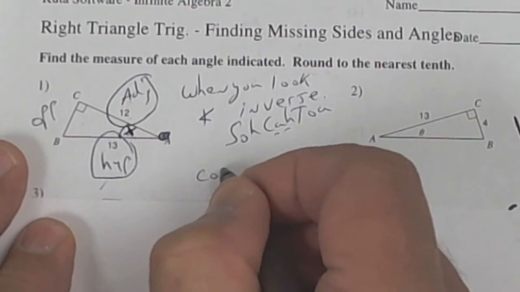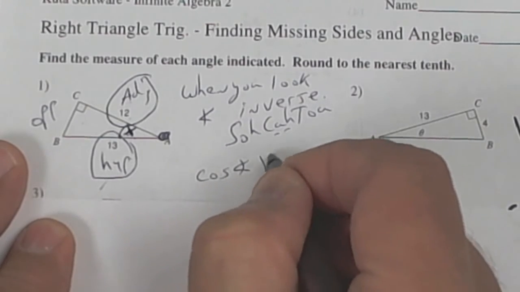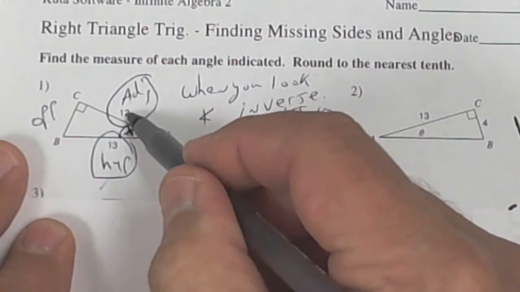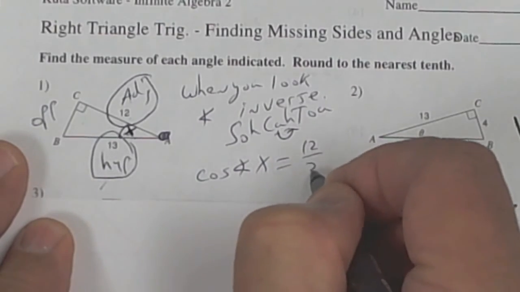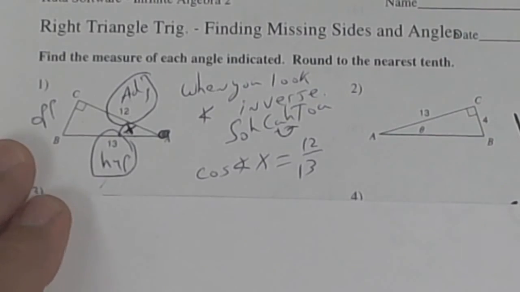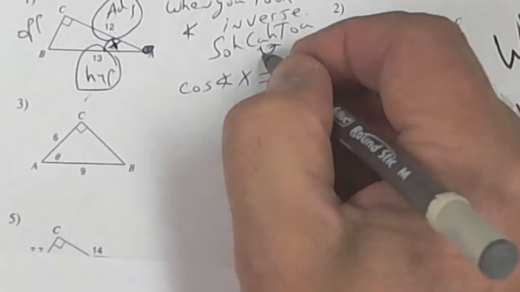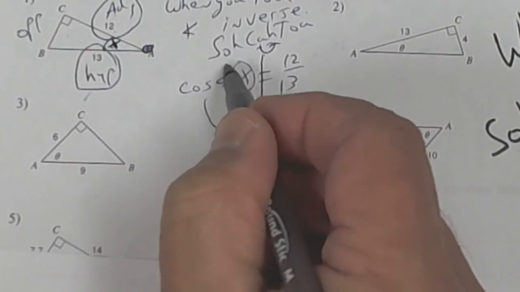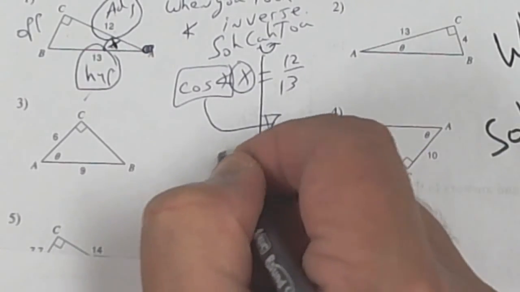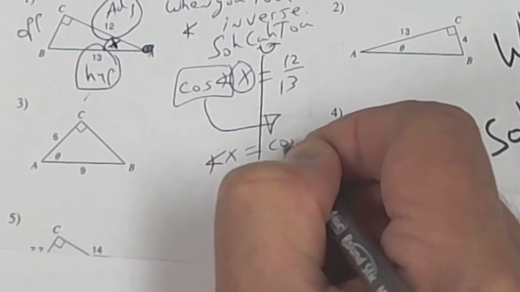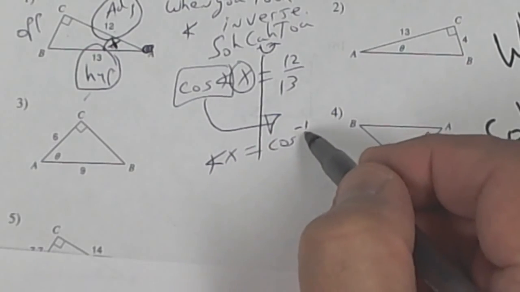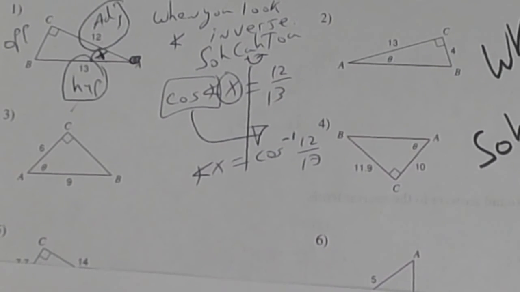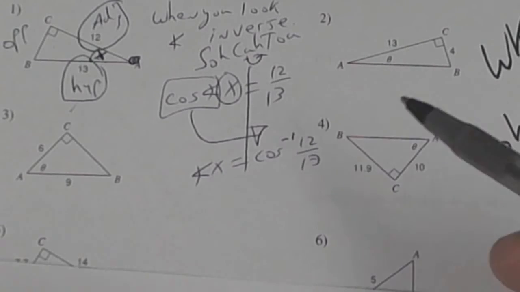So put the cosine of angle X is equal to, and the A goes on top, so the A is 12. So put 12 over 13, okay? Now here's the trick. Draw a line, circle the X, you're going to divide by the word cosine. When you divide by the word cosine, it becomes the inverse. So put angle X is equal to the inverse, and we abbreviate the inverse with a -1. Okay, so whenever you look for an angle, it's going to be the inverse function. And here's how you do it.